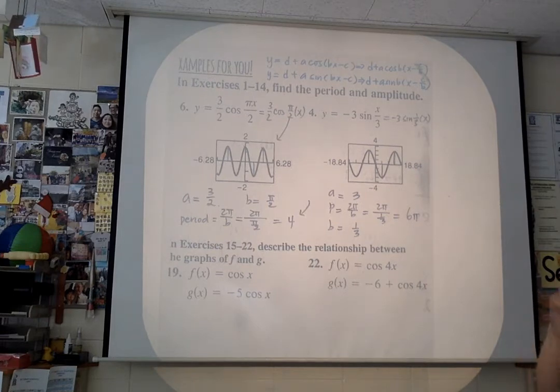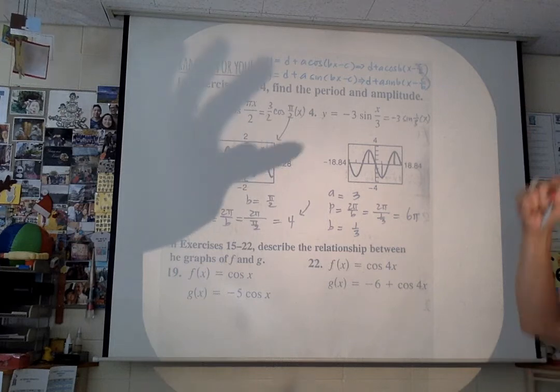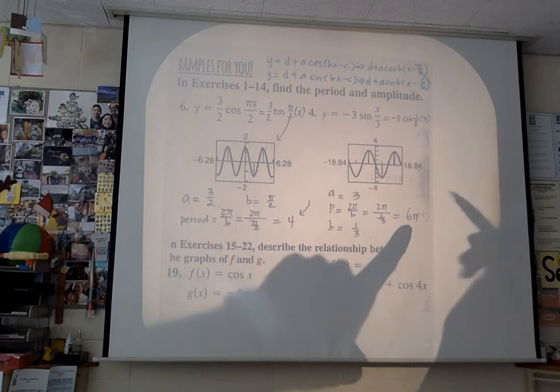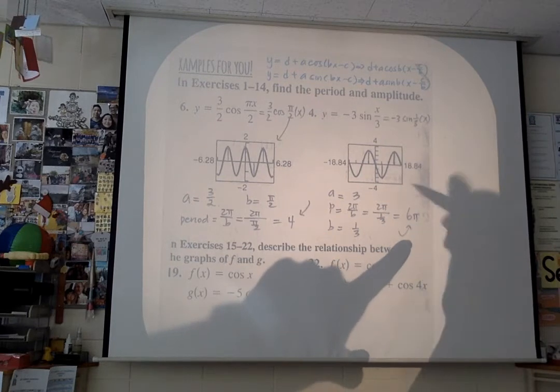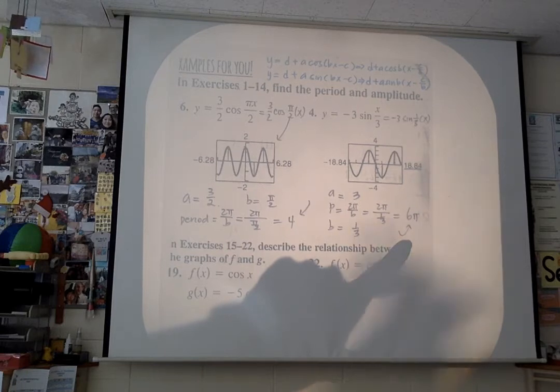The positive amplitude will tell us that it goes to the max, from 0 to max. But the negative will tell us it goes from 0 to min, okay? And that means it takes one cycle, it's going to complete in 6 pi. That's why this is 18.84, because that's 3 times pi.